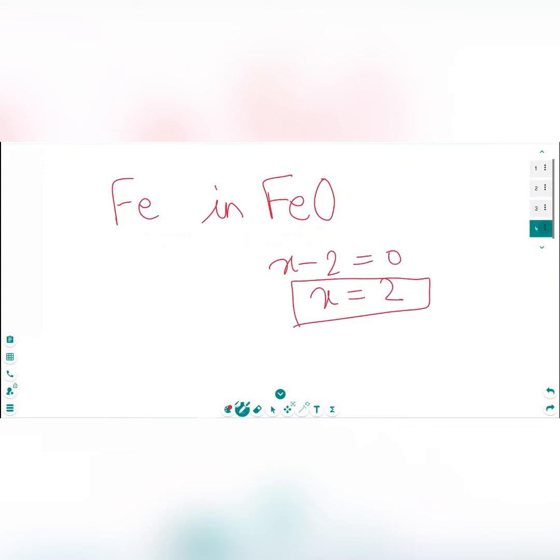Can you take out the oxidation state of Fe? What is Fe? Iron. Yes. In FeO. Can you do this quickly? Is it 2? Yes, you said it correctly. It is 2. Why? Because we knew x minus 2 equals 0 and x equals 2. So when the oxidation state of iron is plus 2, it is called ferrous oxide.